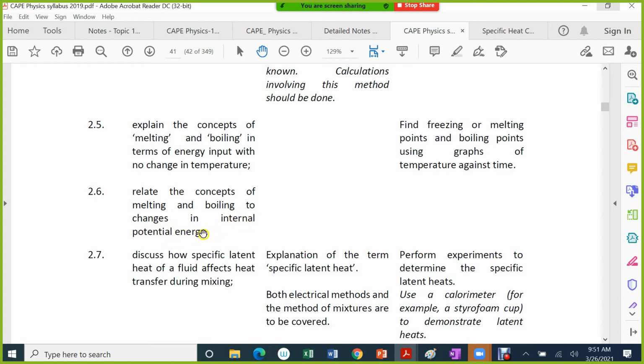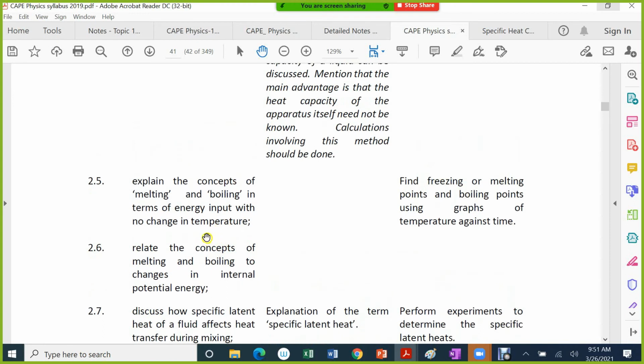We ought to be able to explain the term specific latent heat as it relates to the concept of melting and boiling, and the changes in the internal potential energy. I would have stated stuff as it relates to that.